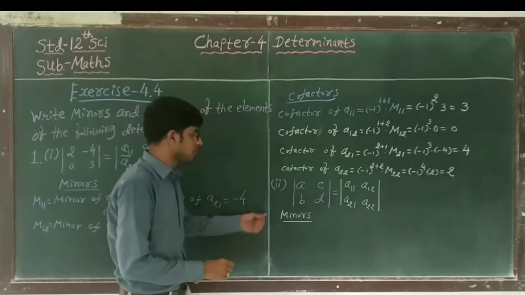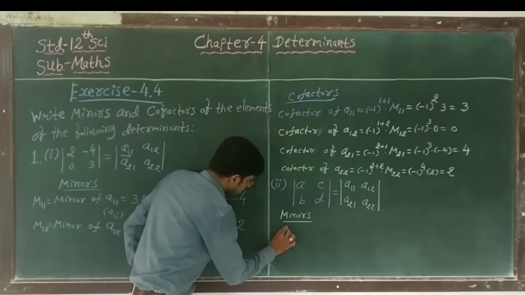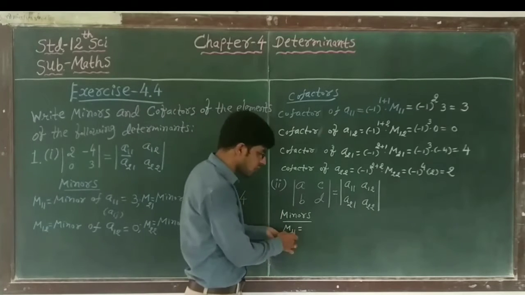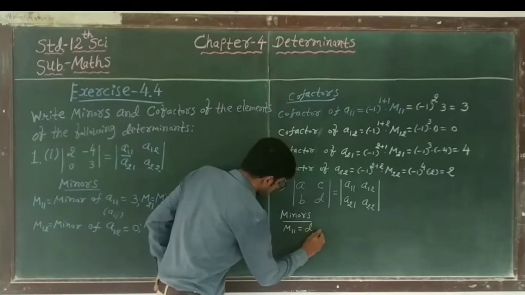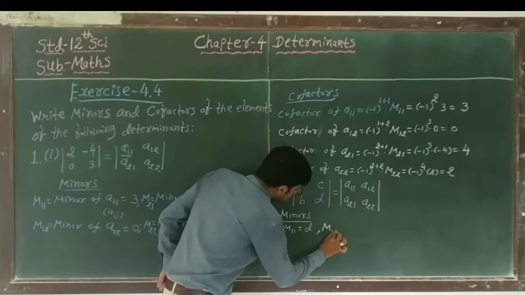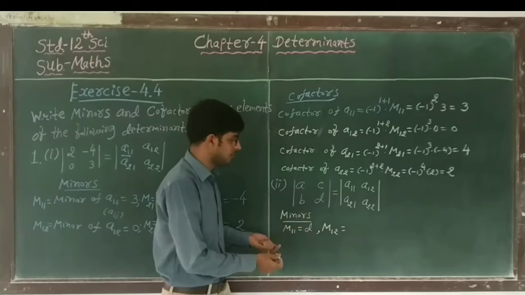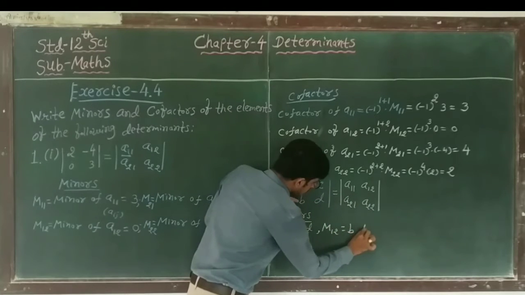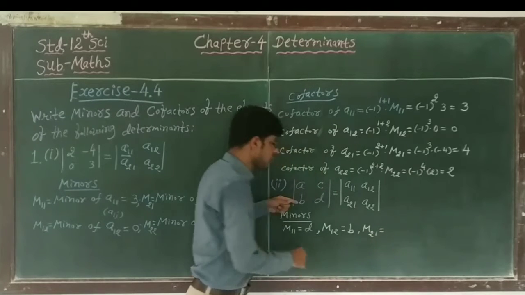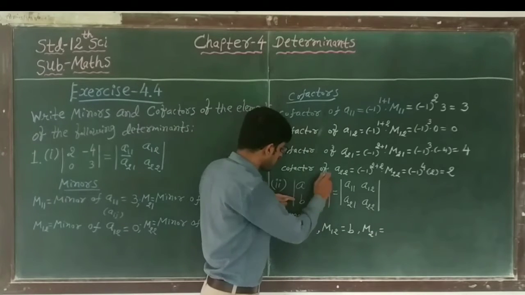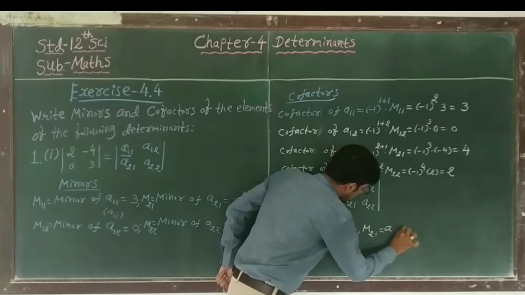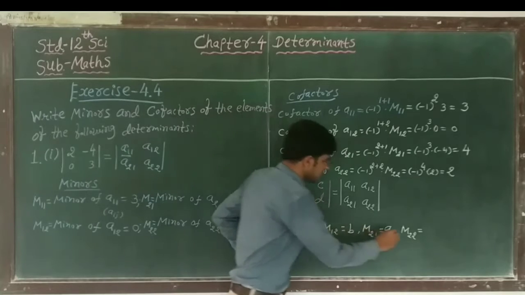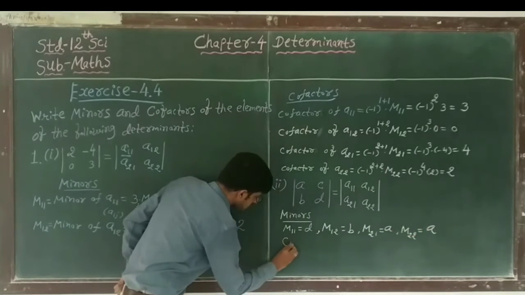So first find out the minor of A11, given by M11. How to find M11? We will remove first row, first column. So it gives D. Second, M12: we will remove first row, second column. It gives B. M21: we will remove second row, first column. It gives A. And M22 means we will remove second row, second column. So it gives A. Next, cofactors.